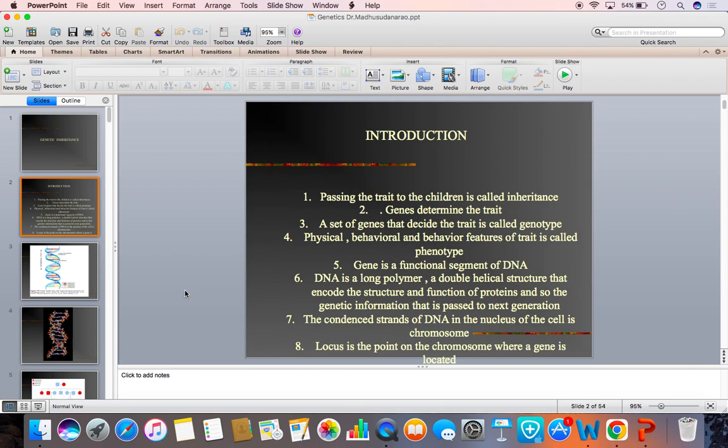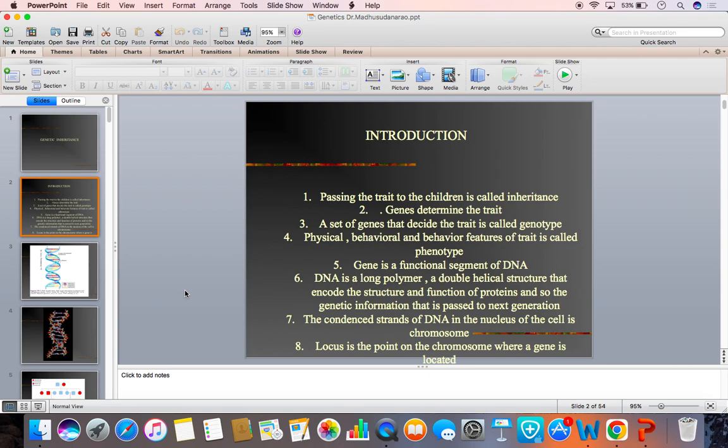Passing the trait to the children is called inheritance. What is inheritance? Passing the trait or the qualities to the children is called inheritance, because you inherit a lot of properties to your children. At the same time, you transmit your tendencies, that is trait, to your children. That is called inheritance. But in terms of diseases or the genes, it is called genetic inheritance.